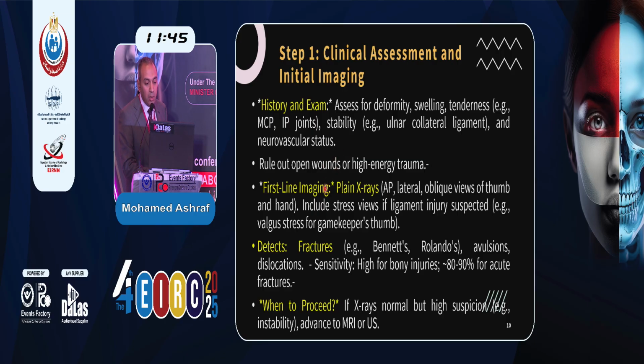First of all, start with plain X-ray in the usual positions: anteroposterior, lateral, and oblique views, or sometimes we need stress views if ligamentous injury is suspected. Then detect fractures, like Bennett fracture or Rolando fracture, and avulsion or dislocations. X-ray is usually 80 to 90% sensitive in acute fractures. When do we proceed to further evaluation? If the X-ray is normal but the patient is still complaining.